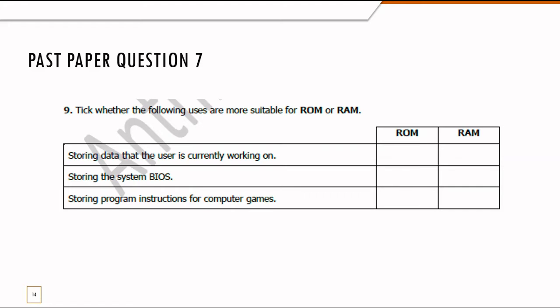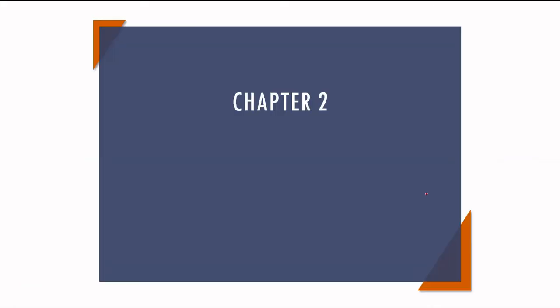Then this is again a question on RAM and ROM asking which one is more suitable for RAM or ROM. So let's try to do this. What stores the data the user is currently working on? Currently working on will be RAM. What stores the BIOS? The BIOS is in the ROM. What stores the program instruction for computer games? That is the permanent data, so that will be ROM as well.